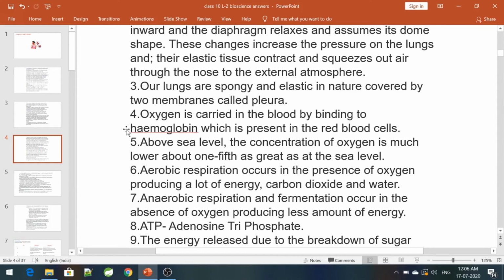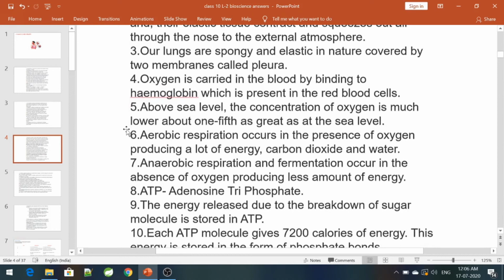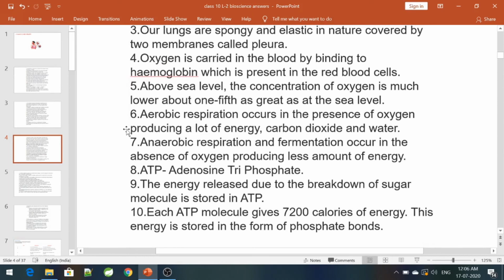ATP, that is adenosine triphosphate. The energy released due to the breakdown of sugar molecules is stored in ATP. Each ATP molecule gives how many calories of energy? 7200 calories of energy. This energy is stored in the form of phosphate bonds.